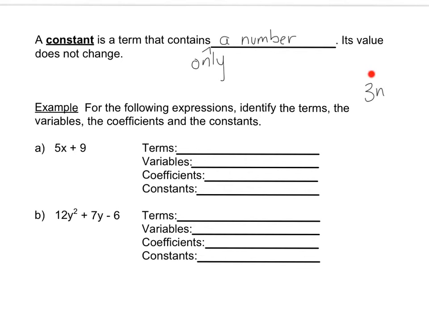now this number could always change, right? Because depending on what n is, if n is 2, this gives me 6. If it's 3, this gives me 9. So this can always change with the variable. But with the constant, the number will always be the same.